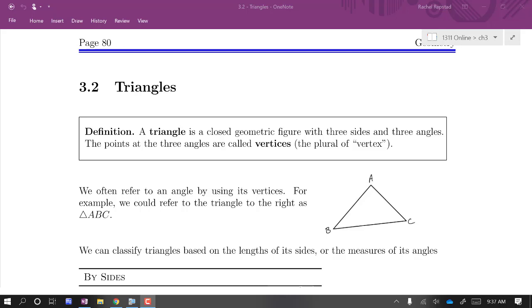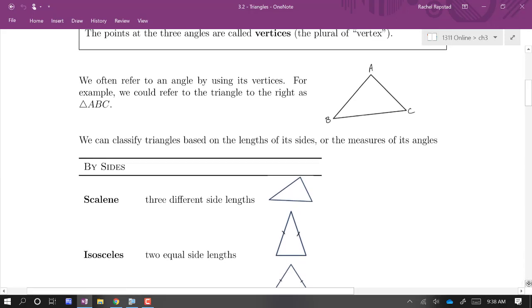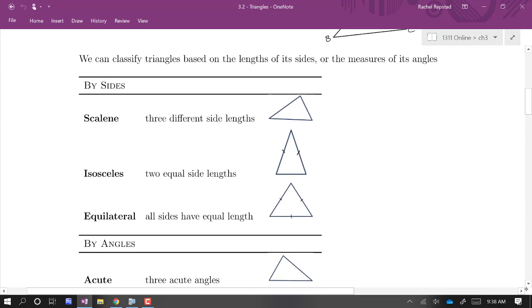All right, in this section we're going to study triangles. We've already studied right triangles pretty extensively in the trigonometry chapter, so we're just going to take a more general look. We have triangles formed by 3 points we call vertices, which is the plural of vertex. And we can classify triangles in a couple of different ways.